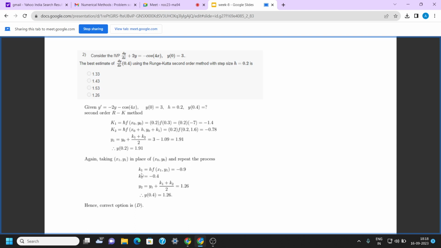Okay. So here again k1 will be what? h times f of x1, y1. Okay. So h is again 0.2 and for f of x1, y1, here x1 is now 0.2 and y1 is 1.91. So in place of x substitute 0.2 and in place of y substitute 1.91. So you will get the value of f of x1, y1. Okay, and find it. See, are you getting it as minus 0.9?